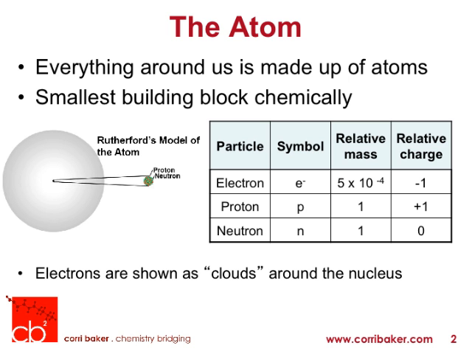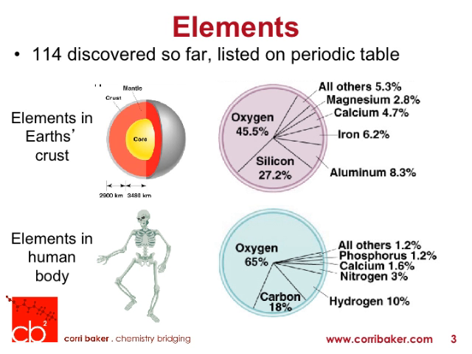And the charge on the neutron is, as it sounds, neutral, so it's got no charge, 0. But again, as I mentioned, the mass of the neutron is equal to the mass of the proton. So protons and neutrons are found in the centre of the atom, electrons buzz around the outside and are indicated here as a cloud around the nucleus.